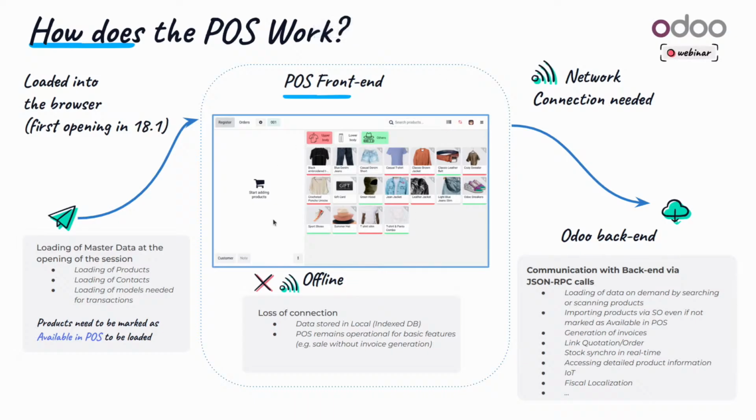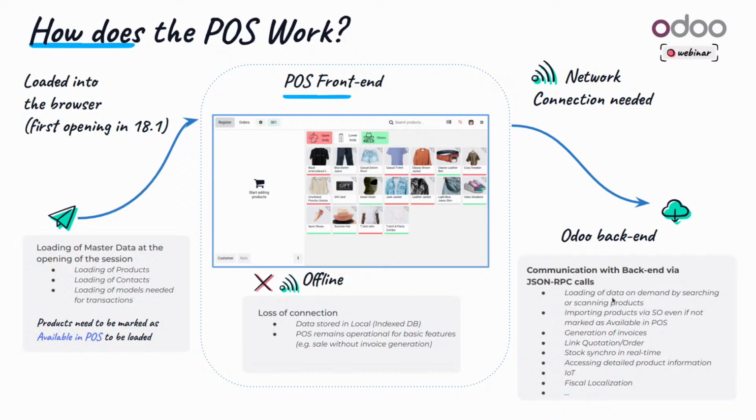Okay. Perfect. So once you've done that, it's going to load the number of products and contacts that you have defined. And you're going to open the POS front-end, which is going to allow you to work offline if you have a network interruption. And all the data is going to be stored in your browser. So of course, you need to make sure to not clear the cache, otherwise you will have an issue. And so the POS will remain operational for the basic features. Okay, so basic sale.